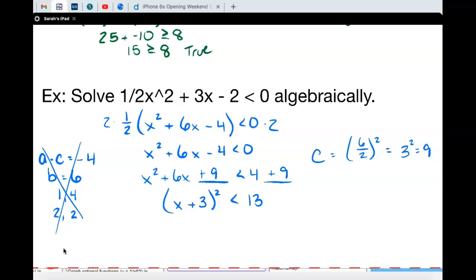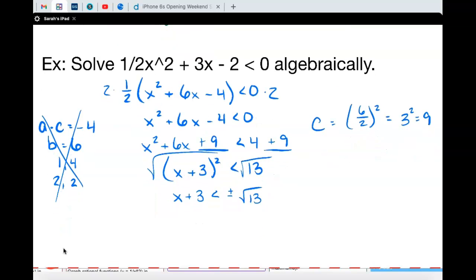Alright. Now we can square root, we just have a second power. We can get rid of that, right? So we have x plus 3 is less than or equal to plus or minus the square root of 13. Can the square root of 13 be simplified? No, that's not a perfect square. It's a prime number, so we're just going to leave it.